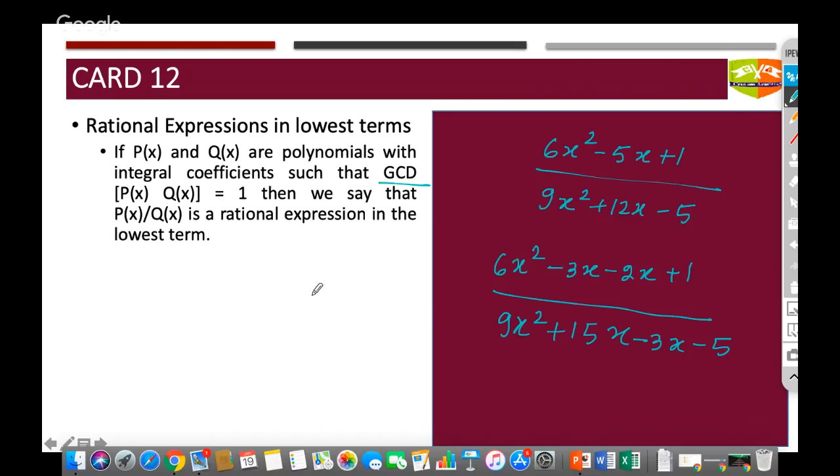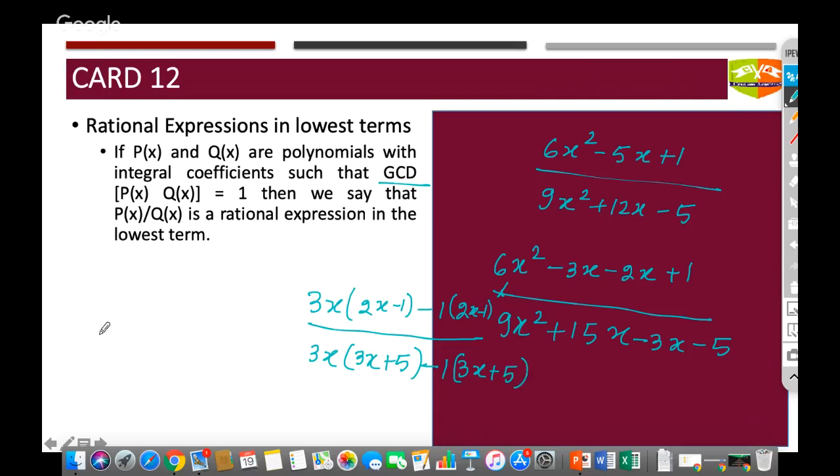So let me factorize it for you. The numerator I can write as 3x(2x minus 1) minus 1(2x minus 1), and the denominator can be written as 3x(3x plus 5) minus 1(3x plus 5). So from the numerator you can write (3x minus 1)(2x minus 1), and the denominator you can write (3x plus 5) multiplied by (3x minus 1).